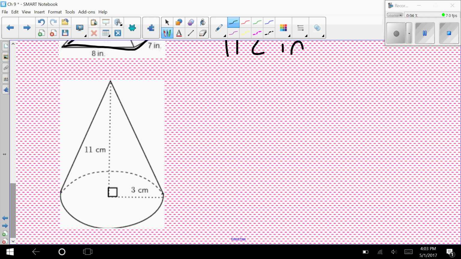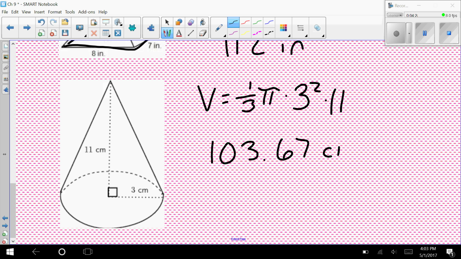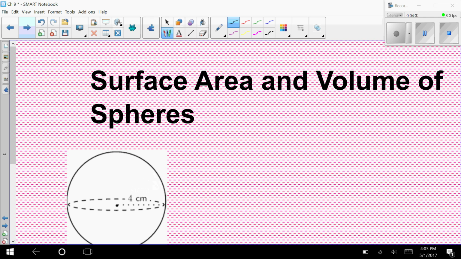And here we have a cone. And remember, the volume for a cone is 1/3 times pi times my radius squared. My radius was 3, times my height, which was 11. And I get 103.67 cubic centimeters. You'll also have to find surface area and volume of spheres.